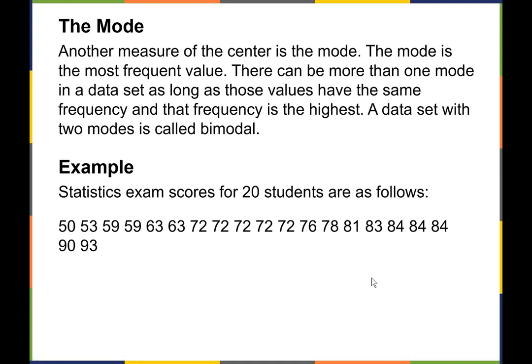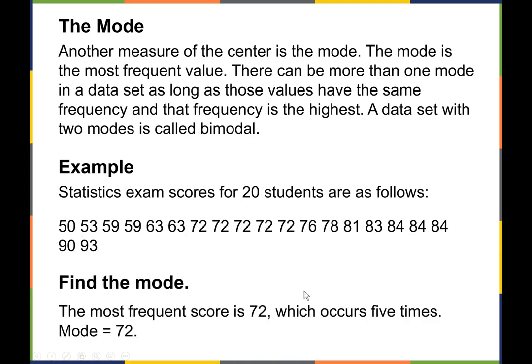All right, so the last new statistic we're going to learn today is called the mode. This is another measure of center, and it is best used in very large data sets. The mode is the most frequent value. It is okay to have more than one mode as long as both modes have the same frequency and that frequency is the highest. That's called bimodal. So here's an example of 20 scores from a statistics test. The mode on this one is going to be 72, because you can see it happens 1, 2, 3, 4, 5 times. So it occurs 5 times. You just write mode equals 72.